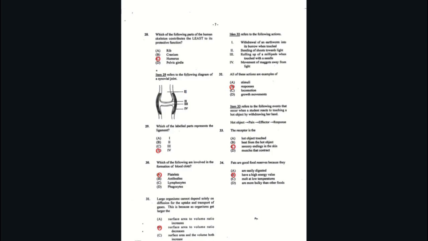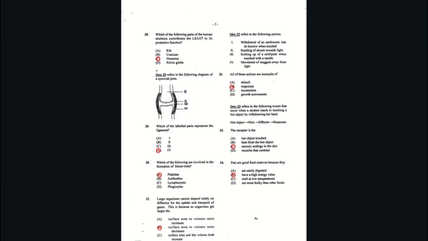It says the one that contributes least to its protective function, because obviously the ribs protect the lungs, heart, everything inside, the cranium protects the brain, right? And the pelvic girdle protects our reproductive organs, and the humerus is just in the arm like that. So it has the least protective function.